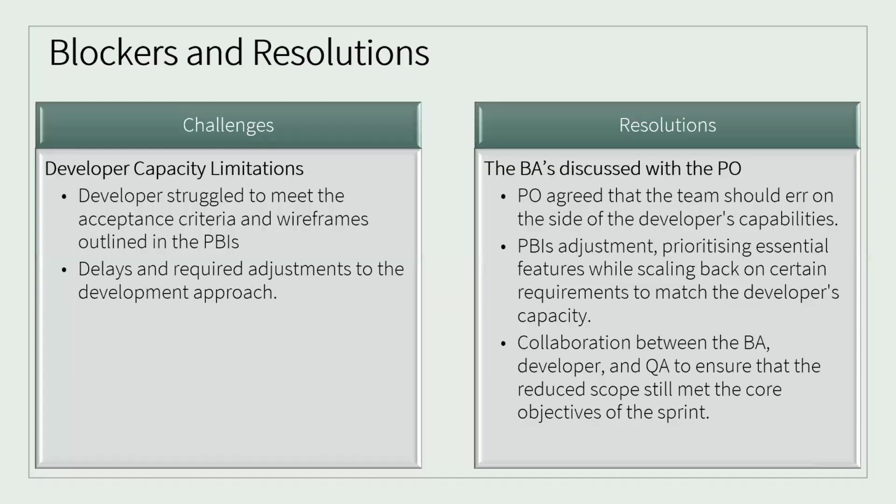This was an achievement. The blockers and the resolutions: due to the limited capacity of the developer, the developer struggled to meet the acceptance criteria and wireframe outlined in the PBIs. There were delays and required adjustment to the development approach. So there was a discussion with the POs, and the PO made some recommendations which we followed.